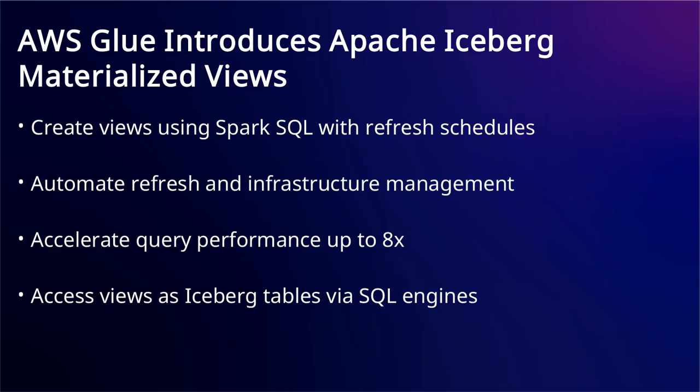AWS Glue now offers materialized views to simplify data transformation and improve query performance. This feature addresses the challenge of efficiently managing and querying large datasets. You can create views using Spark SQL with custom refresh schedules. The service automates refresh processes and infrastructure management, reducing operational overhead.